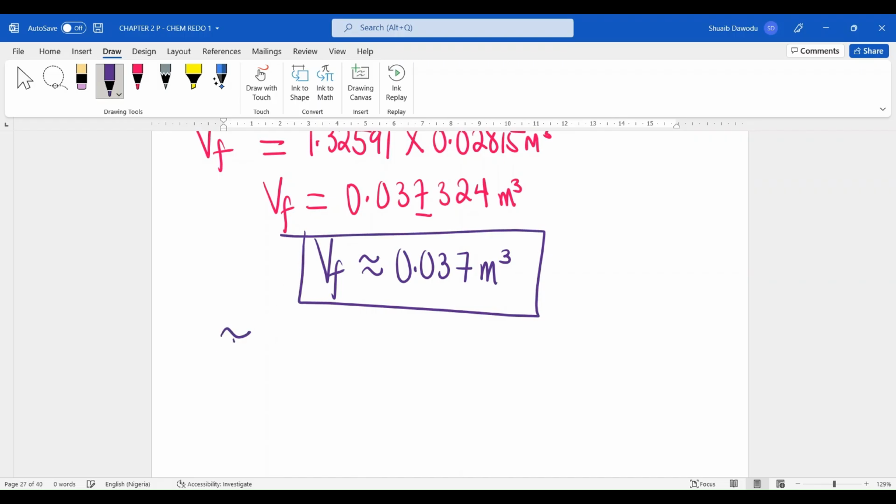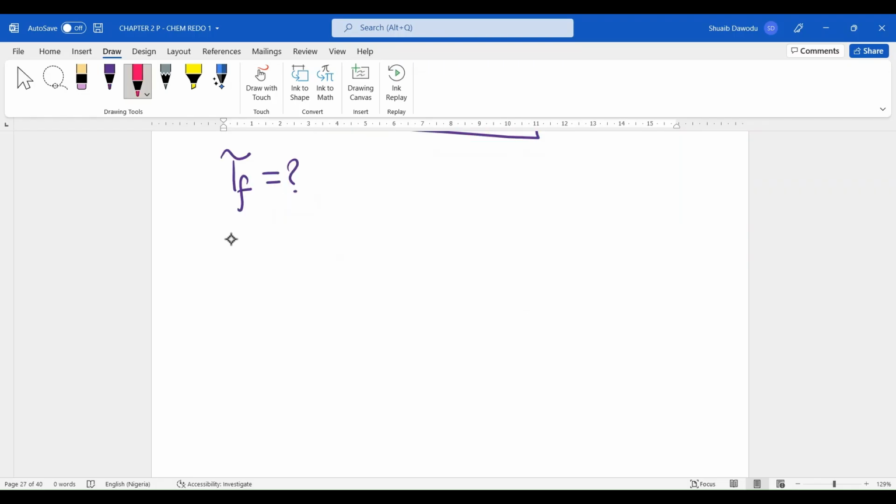Now we have to determine the final temperature. So the first thing you have to do whenever you're determining the final temperature is to use the formula for an adiabatic expansion. The formula is V initial times T initial raised to the power of C is equal to V final times T final raised to the power of C, where C is equal to the molar heat capacity at constant volume divided by R, the gas constant.